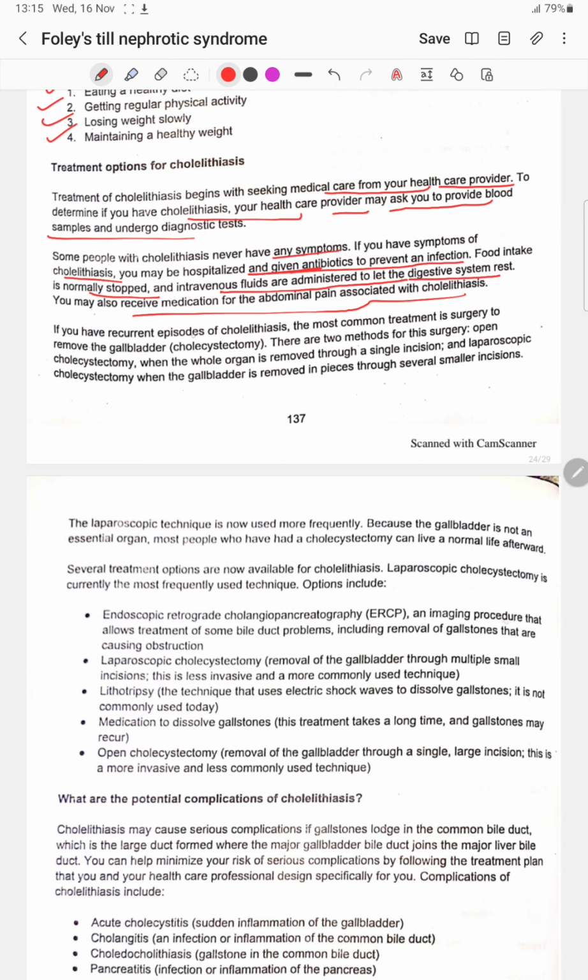If you have recurrent episodes of cholelithiasis, the most common treatment is surgery to remove the gallbladder, and there are two methods of this surgery: the open cholecystectomy, where the whole organ is removed through a single incision, and the laparoscopic cholecystectomy, where the gallbladder is removed in pieces through several small incisions.